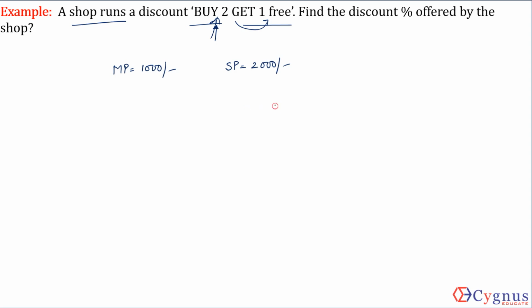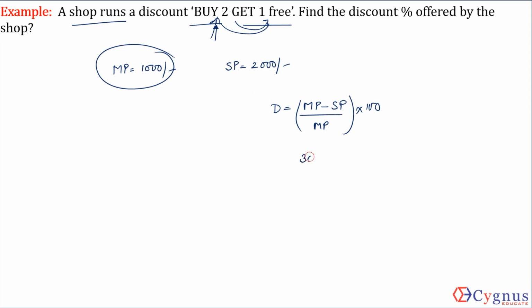50%. No. We know that discount is always calculated on what? Mark price. It's mark price minus selling price by mark price into 100. So there is no discount. You'll have to pay for these three shirts. If the price of one shirt is 1,000, the price of these three shirts will become how much? 3,000. So you would have paid 3,000 rupees actually, but you end up paying only 2,000 rupees.